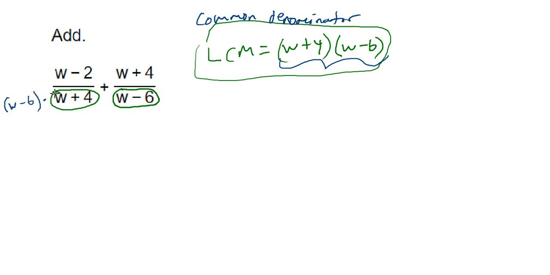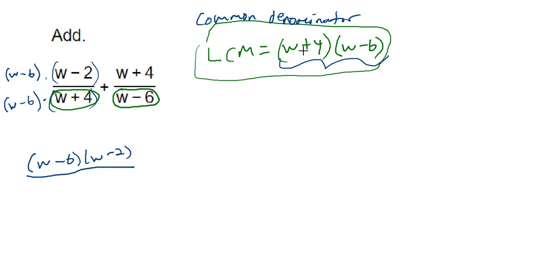So I'll take w minus 6 times this first denominator. If I do that to the bottom of the fraction, I got to do the same thing to the top. So I have to also multiply w minus 6 to the top. So what I'm going to get here is I'll have w minus 6 times w minus 2. I'll have to go ahead and put parentheses around these since I'm multiplying something else to them. So I'll have that on top.